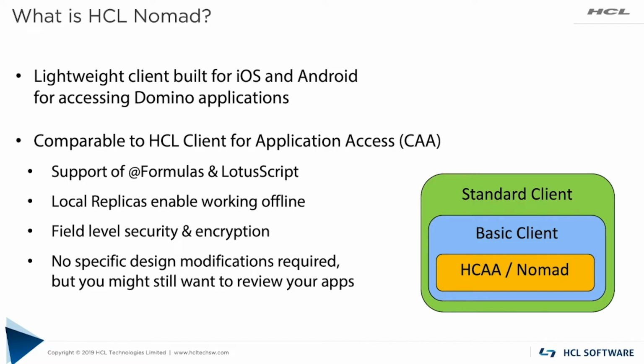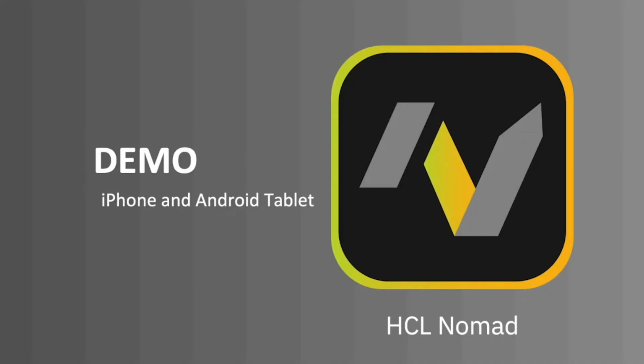So what is HCL Nomad? You can think about it as a lightweight client built for iOS and Android for accessing those Domino applications that I mentioned. It's comparable in functionality to the Notes client for application access. So that means we support your app formulas and LotusScript, your local replicas when working offline, field level security and encryption, and essentially you can run the application unmodified. But as you'll hear and see in the demonstrations, you can do some things to modify it.